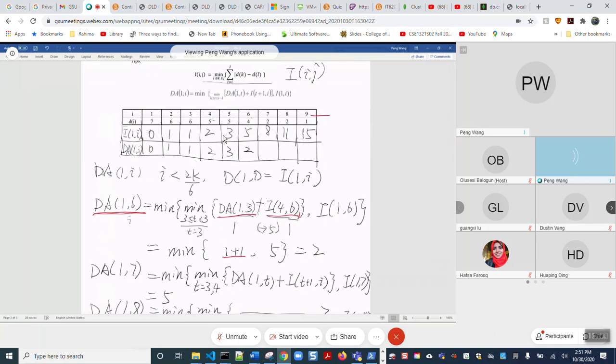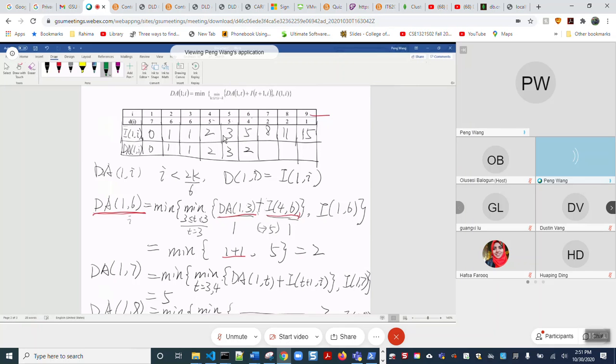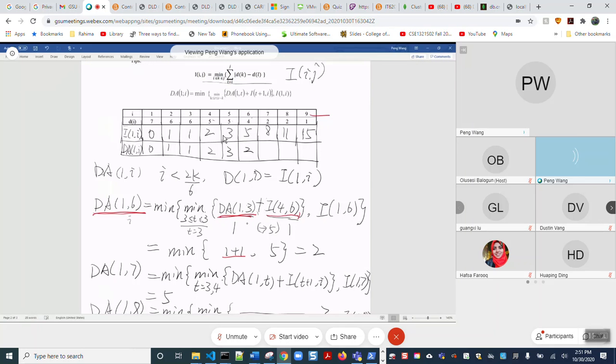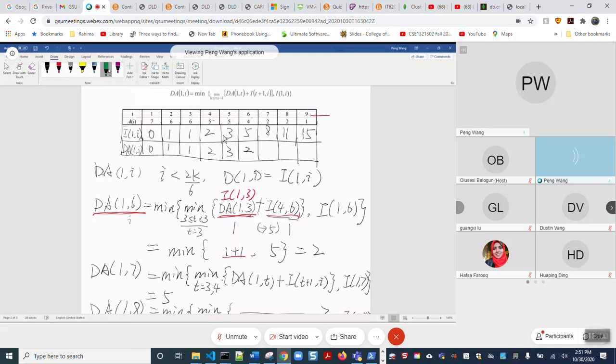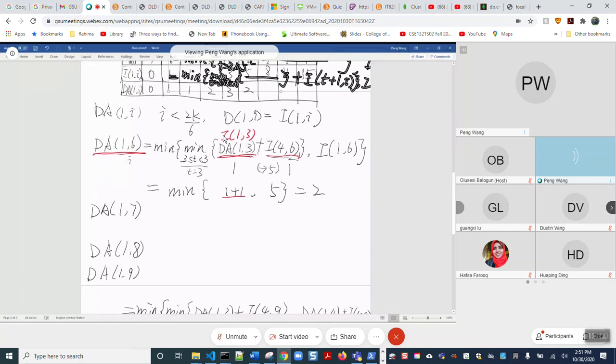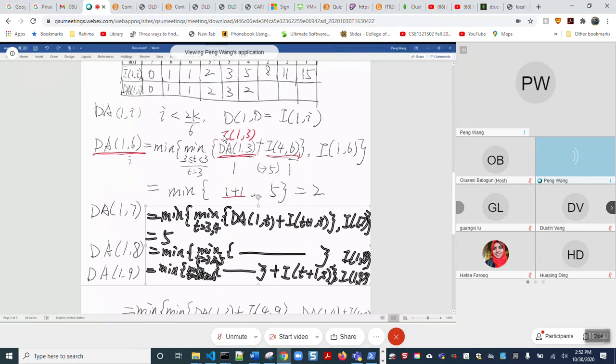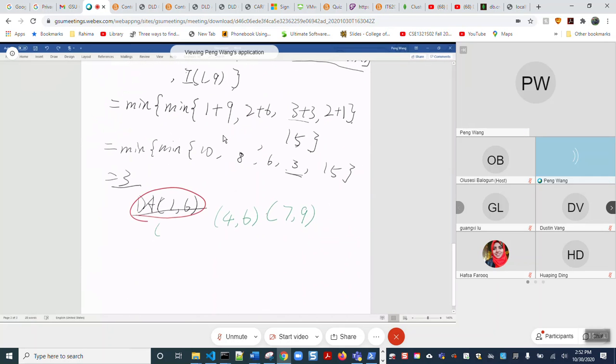And then let's see this DA1613, because we know when I is less than 6, DA1I equal to I1I, so it is I13. Then we know the last one is from 1 to 3. So now we get how to modify this degree sequence.